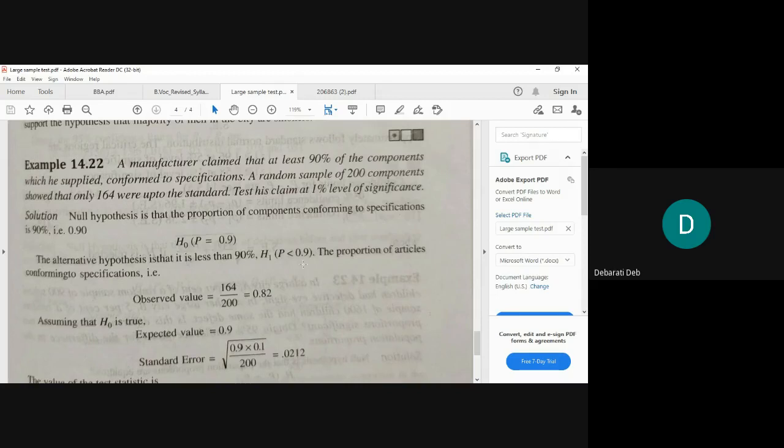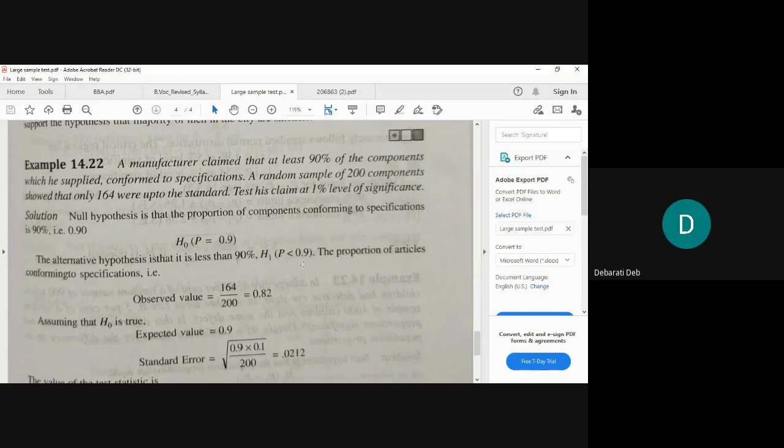But in the exam, suppose only this question is given, how will you know whether this is the second type or the third type? Ma'am, because it is at least 90%. At least 90% means at least 90% will be up to the standard.